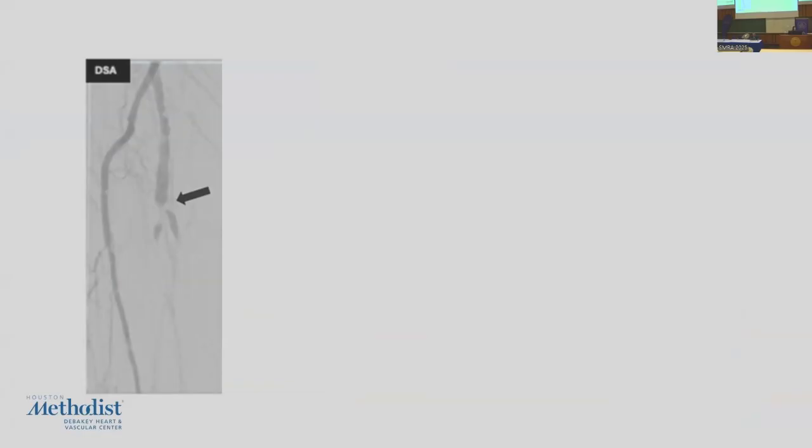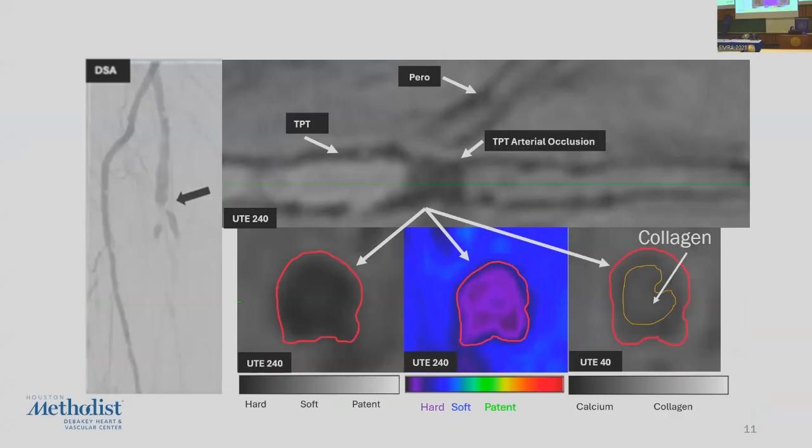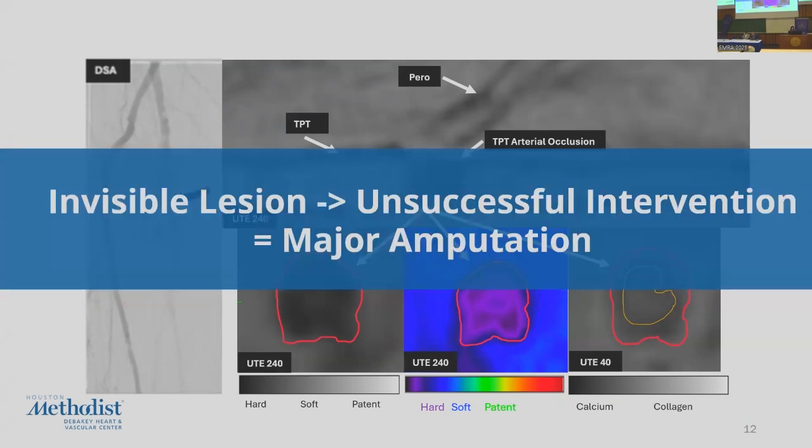Dense collagen and soft thrombus look the same on an angio and on CT, but with our MRI technique, we're able to differentiate that and show you that this is dense collagen and this is going to be at high risk of failure. So this is an example of an invisible lesion, which is now visible, and this was an unsuccessful intervention that led to amputation.